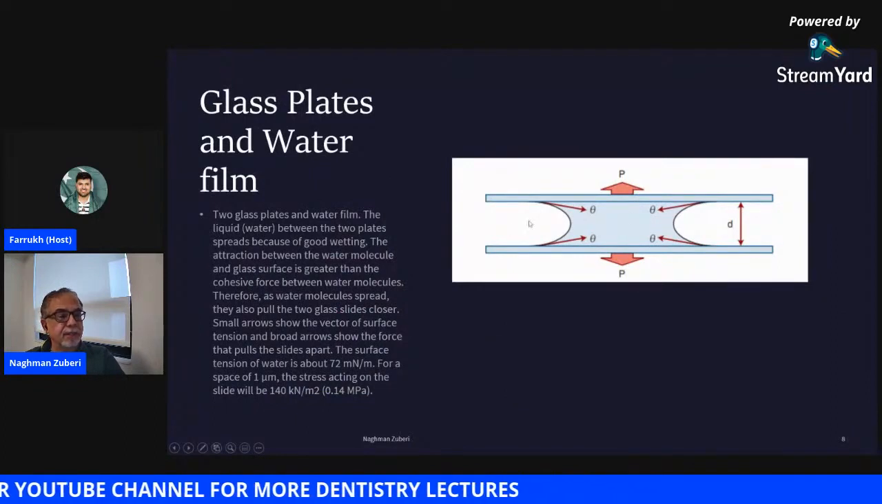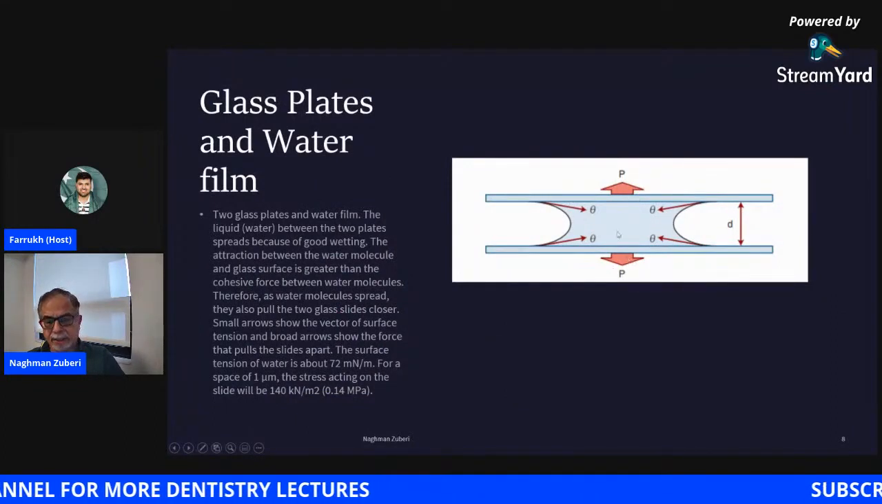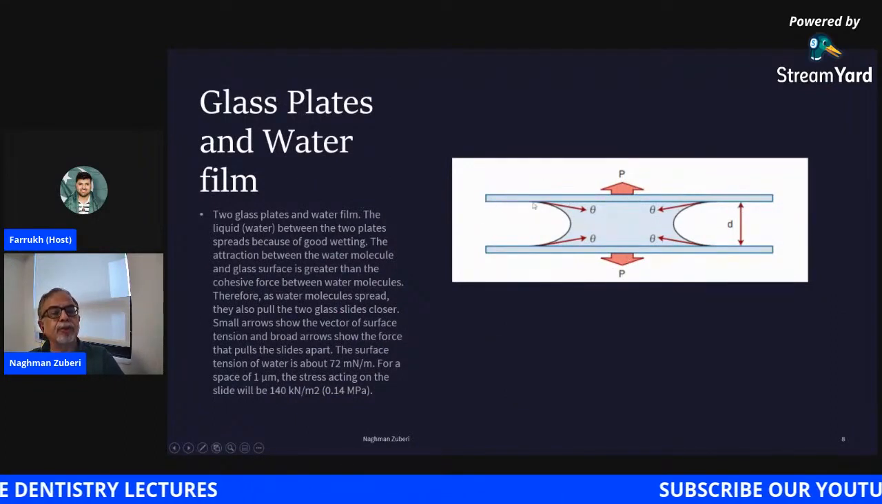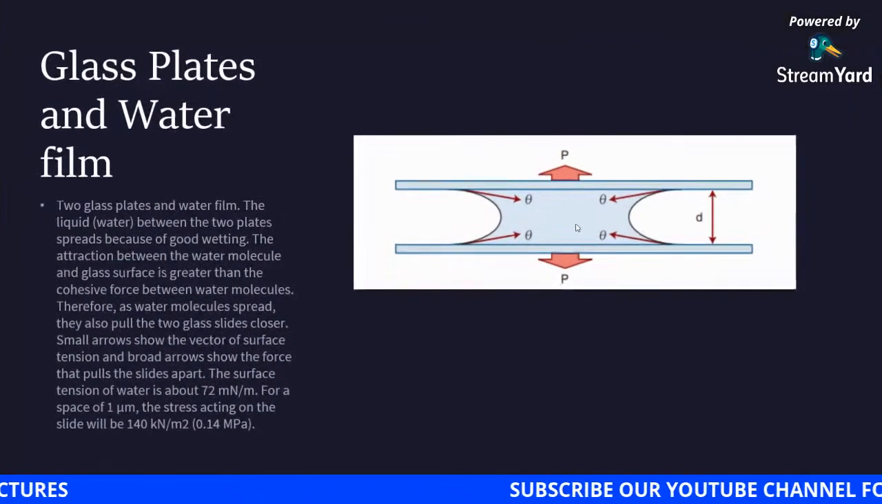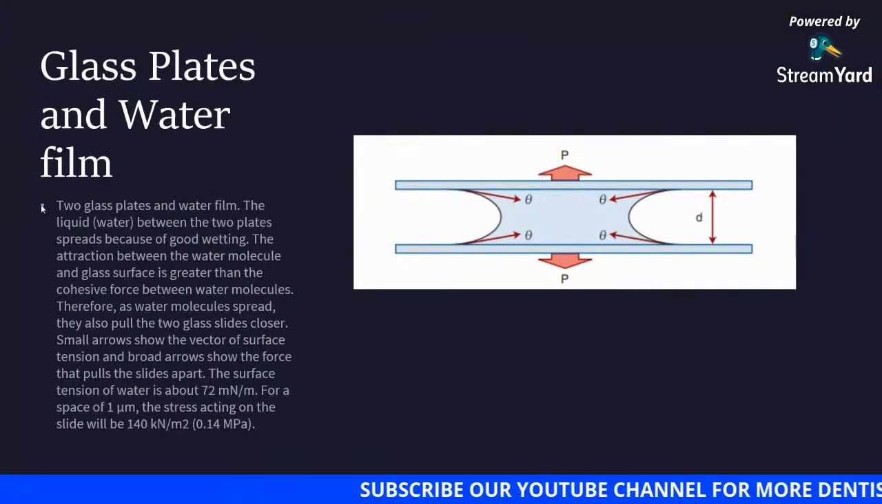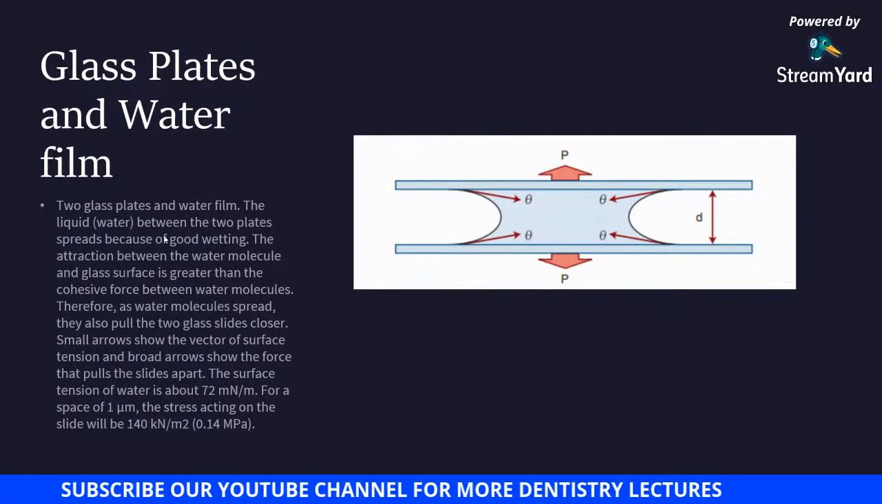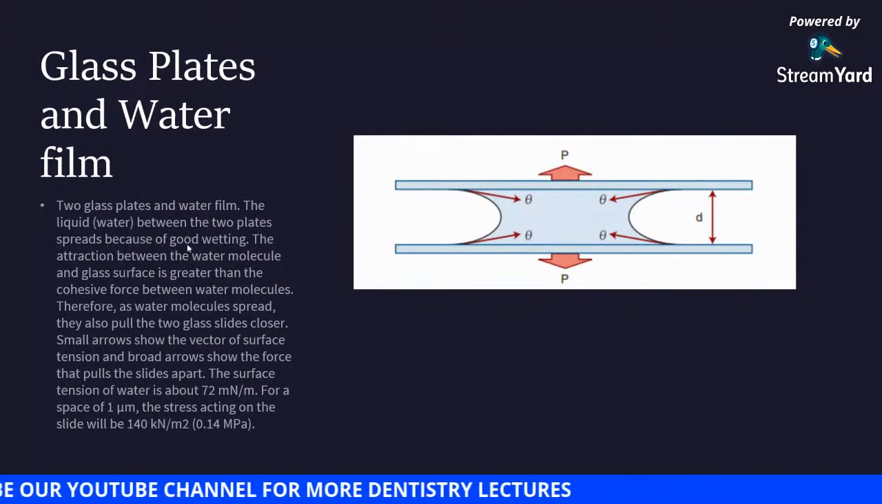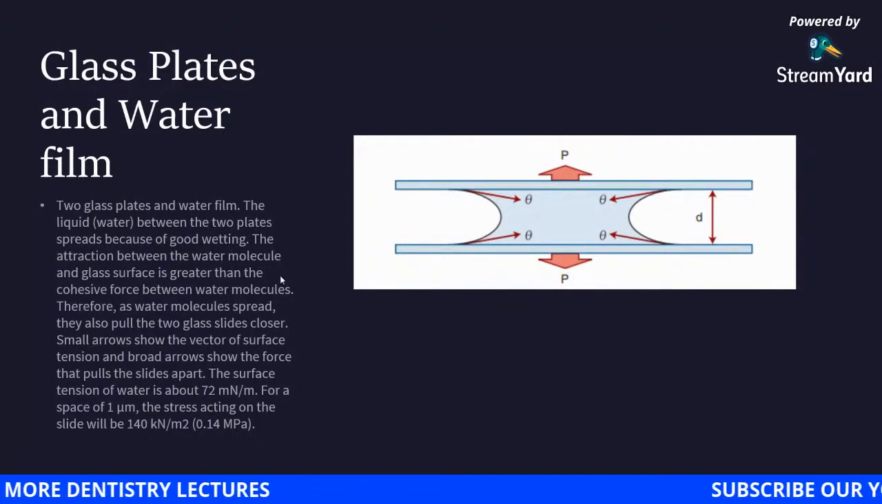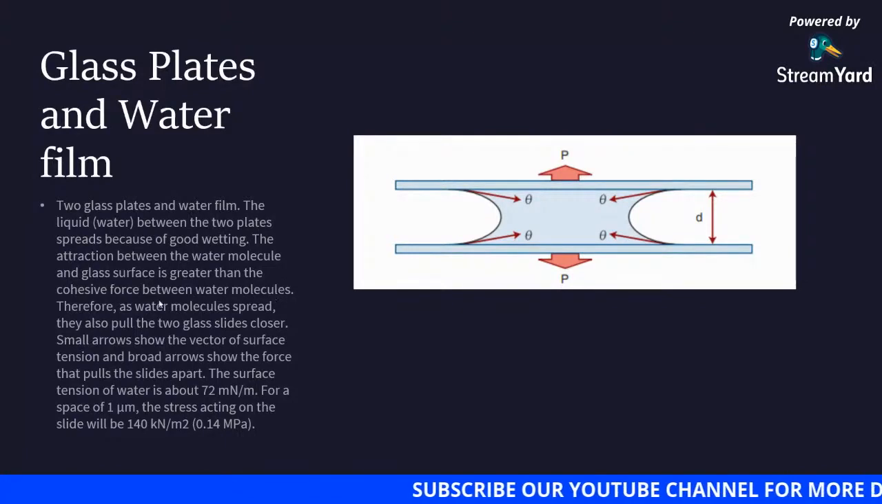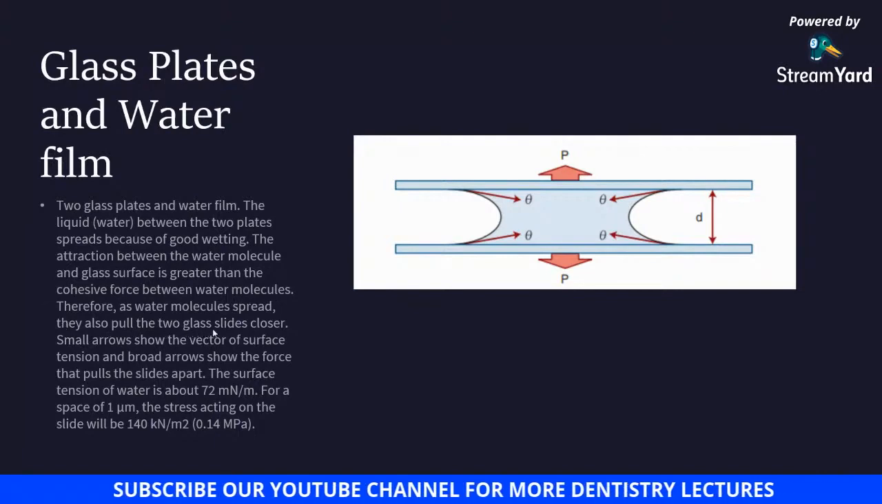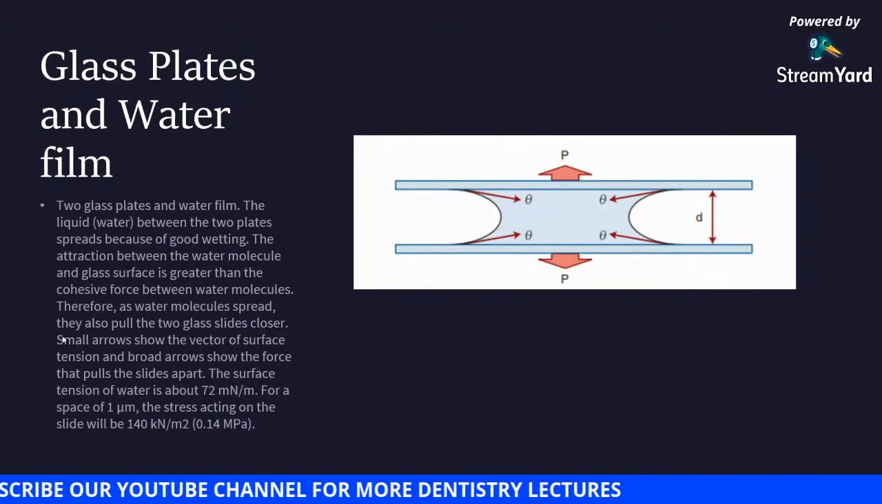We will come back to our original example of the two glass plates and the droplet of water. So two glass plates and a water film is formed. The water between the two plates spreads because of good wetting. The attraction between the water molecules and the glass surface is greater than the cohesive force between the water molecules. Therefore, as water molecules spread, they also pull the two glass slides closer.